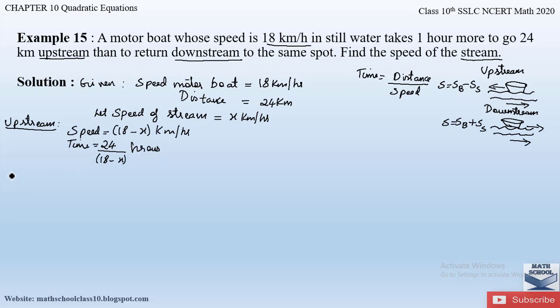Similarly, if we calculate for the downstream, what is the speed in the downstream? The total speed will be the motorboat speed, that is 18 kilometers per hour, plus the speed of the stream, x. So here we are adding the speeds, and the total time will be the distance traveled, 24, divided by the speed, that is 18 plus x hours.